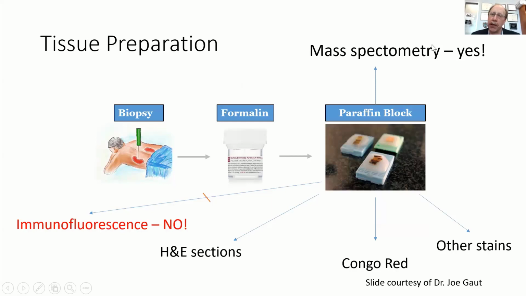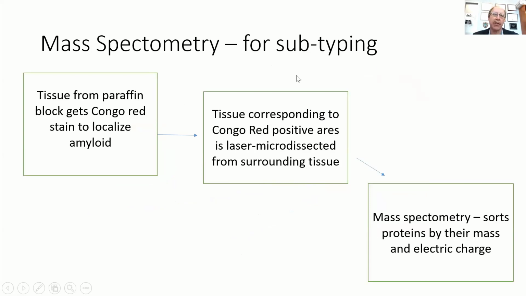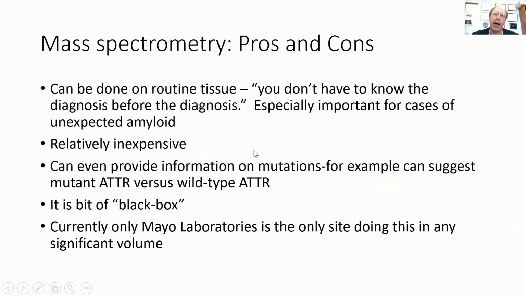Again, we like to use mass spectrometry to look at this material, and that can be done out of the paraffin blocks, which makes it incredibly useful. So, we get tissue from the paraffin block, we get a Congo red stain, it localizes the amyloid. That tissue then is laser microdissected out, those Congo red positive areas, and then mass spectrometry is run on that, and they sort these proteins out by their mass and electrical charge, and we can get highly specific information out of that.